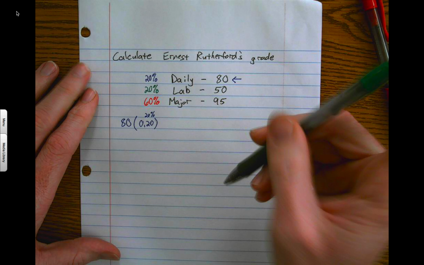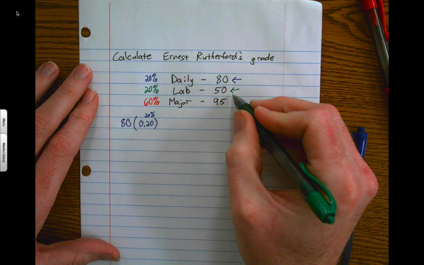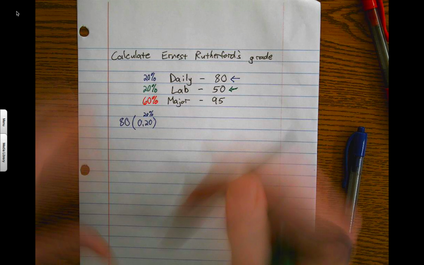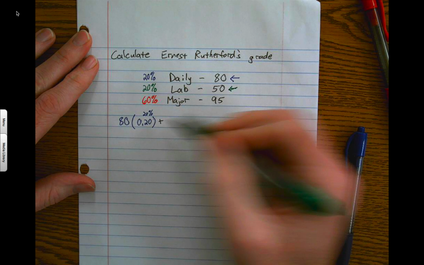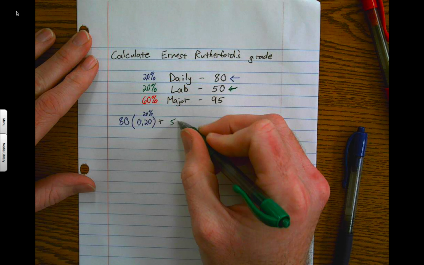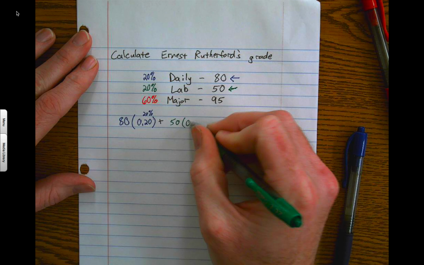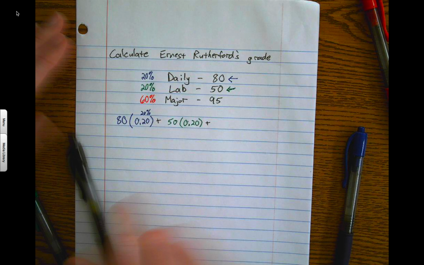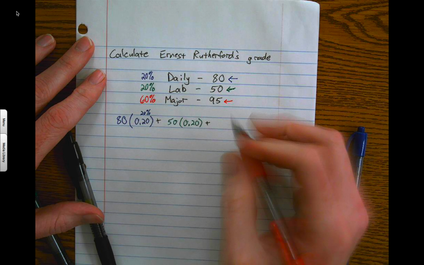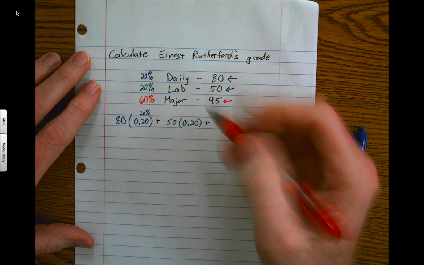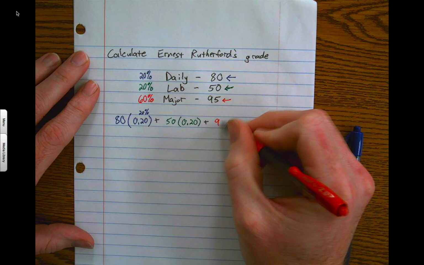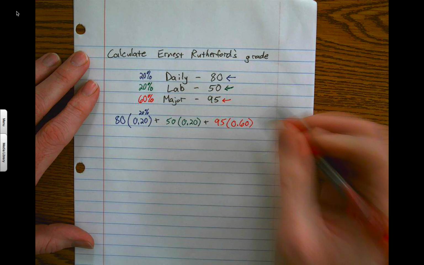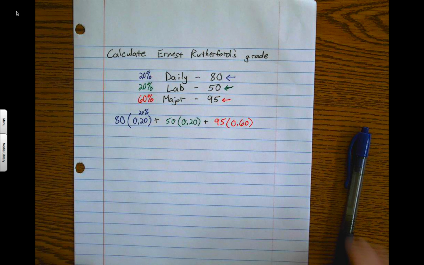Now for your lab grade, it doesn't look like he turned in all of his labs, so that's unfortunate. We're going to add that to his lab grade, which is 50, and we're going to multiply that by 20%, or 0.2. Then we're going to add it again, you guessed it, to this one. He is a stellar test taker, maybe missed 1 or 2 questions, so he's got 95 times 0.60. So those all add up to 100%, so we're all good to go here.